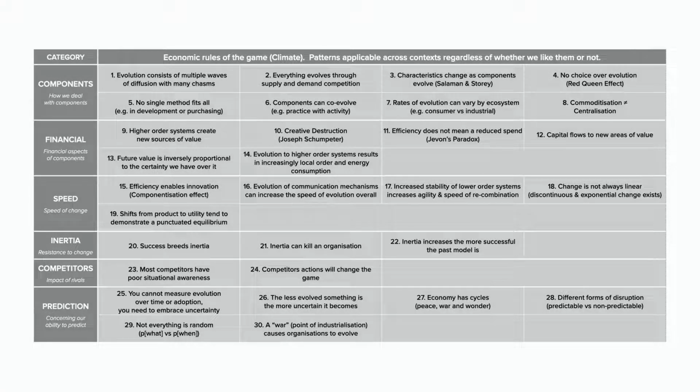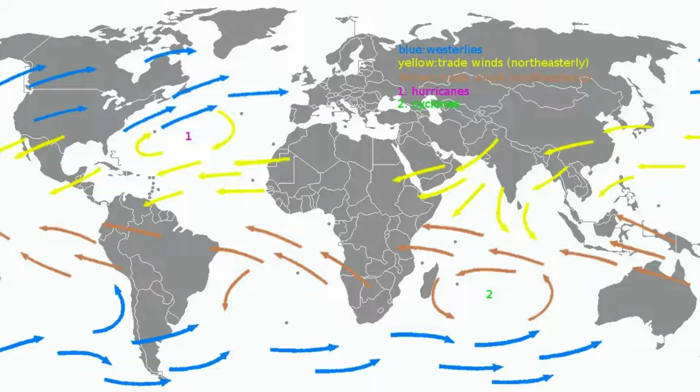Wardley's mapping method uses 30 well-known economic models, we call them climate patterns, that describe how competitive business landscapes change. The models are grouped into 6 categories: the components themselves and how we deal with them, the financial aspects of components, the speed of change, inertia or resistance to change in the industry, the impacts of competitors, and our ability to predict things. You can picture these economic models like trade winds that early explorers learned about and used to navigate around the world. And this is what we're going to do now.